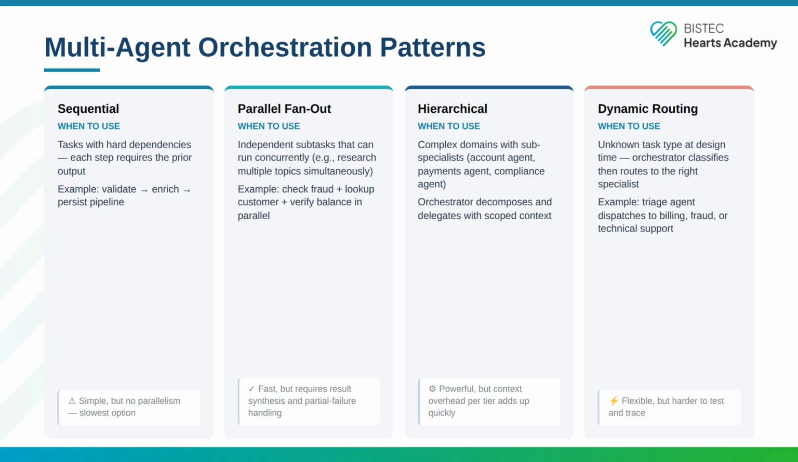Dynamic routing is the most flexible pattern and the hardest to test. A triage agent classifies the incoming request at runtime and routes it to the appropriate specialist. You don't need to know the task type at design time. The agent discovers it. The challenge is that routing logic can be opaque, and tracing failures across dynamic dispatch paths requires robust observability.